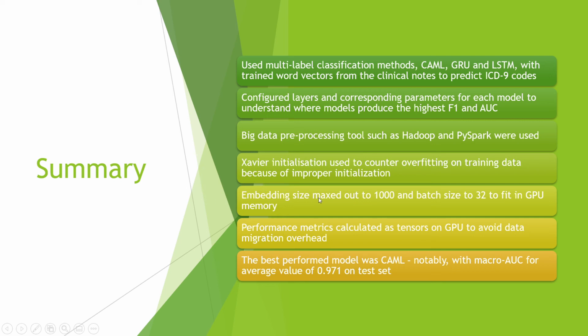Embedding size maxed out at 100 and batch size at 32 to fit in GPU memory, and we learned that it's really important to consider these factors due to different computer architectures. Performance metrics were calculated as tensors on GPU to avoid the data migration overhead. And again, we learned that the best model was CAML with a macro AUC average value of 0.971 on the test set.